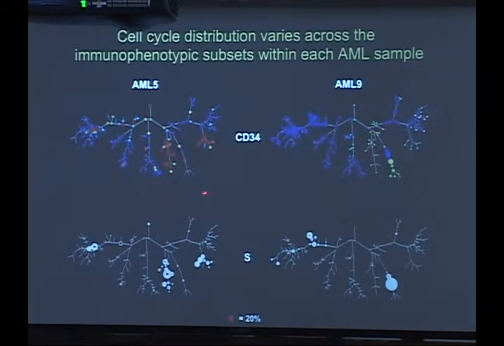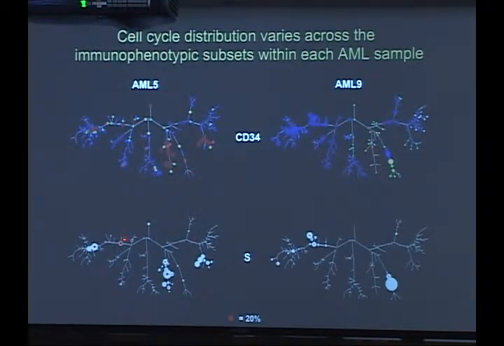But what's more interesting is we can see this branch of mature monocytes and mature granulocytes that's still quite expanded in AML sample 5. We don't really see that effect in AML sample 9. And then what's really interesting is that the distribution of S-phase cells across these different subsets is pretty different. Here in AML sample 5, you can see that in the CD34 positive branch, we have a relatively high fraction of proliferation. As we get down to what I can tell you are the most immature CD34 positive cells, that proliferation is a little bit lower.